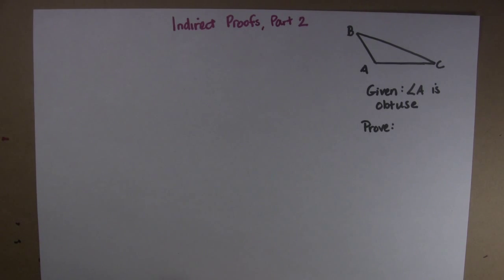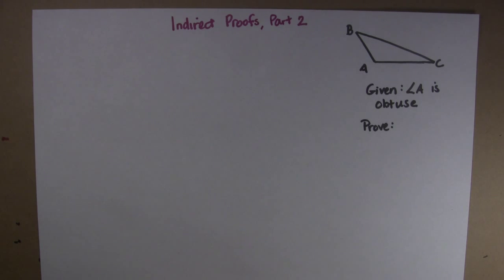Okay, here's the second installment of indirect proofs. And this one is a little bit more complicated, but still very manageable. So hopefully, since this is the third one we've done, you'll start to feel a little bit more comfortable.